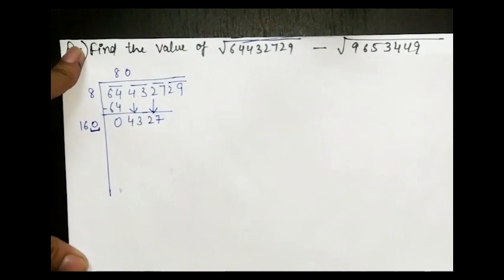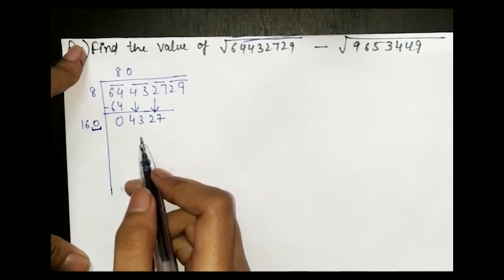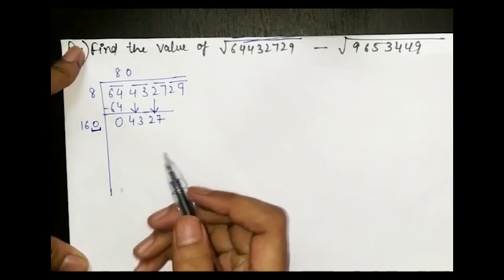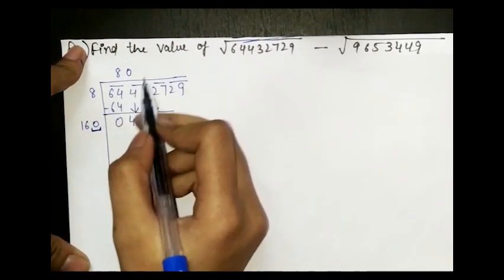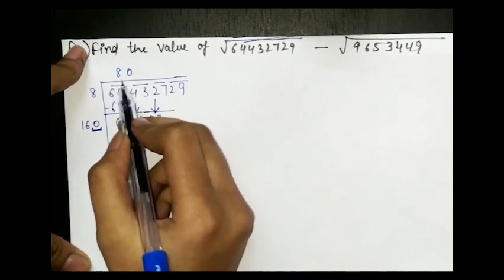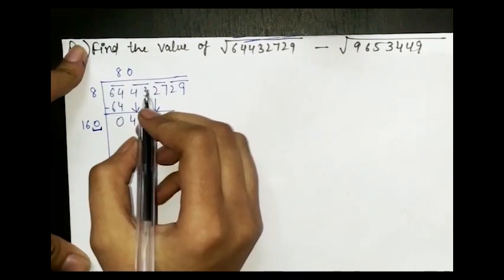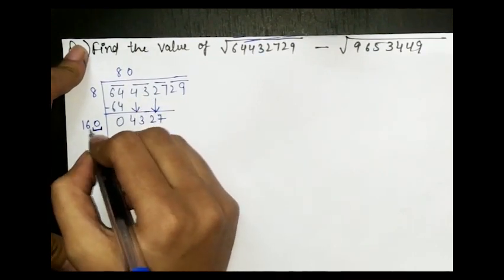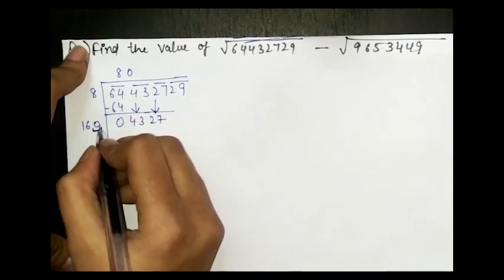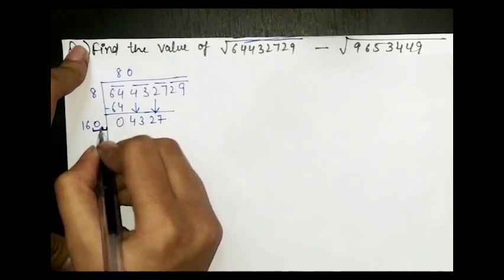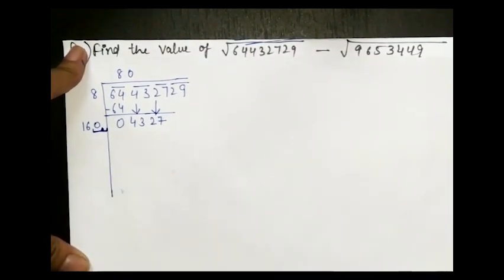Okay, now you all know that 4327. So now you will be writing one more number. As this is 0, you have to find the double of 80, sorry. So double of 80 is 160. We have already written 160 here. So you can add one more number to 160 such that it becomes completely divisible.